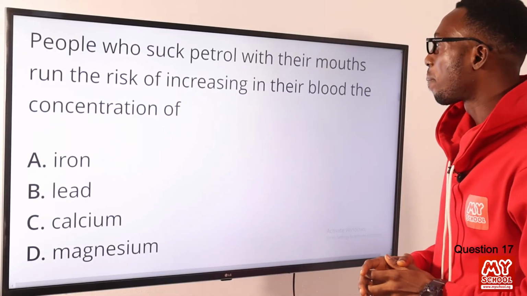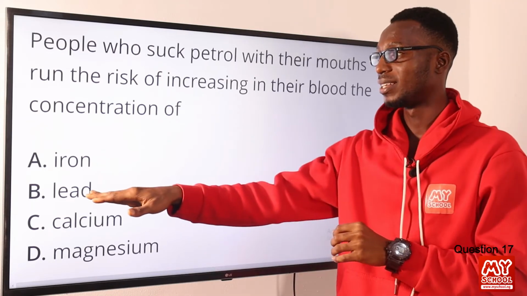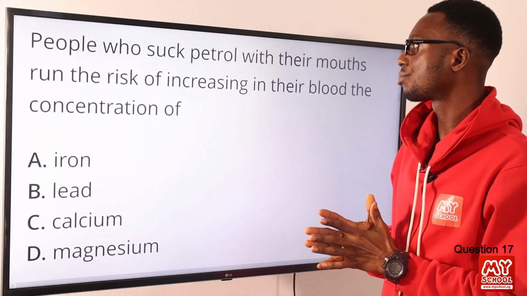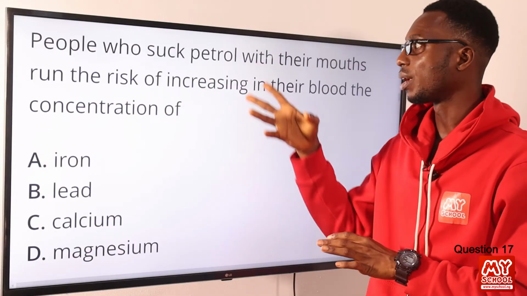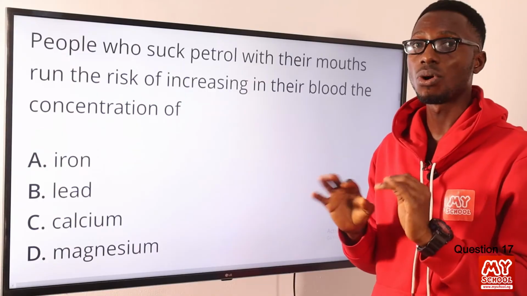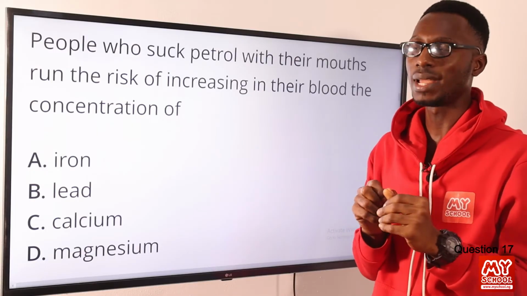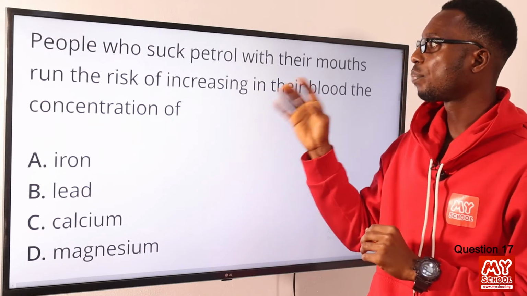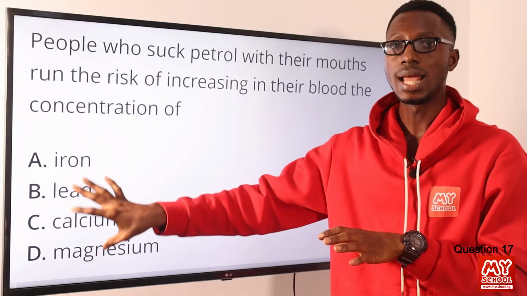Question 17: people who suck petrol with their mouth run the risk of increasing in their blood the concentration of lead. The exposure to lead has become higher due to its mixture with petrol. The reason why lead is included in petrol, or gasoline, is to provide octane. There's something we call the octane number, and the main purpose is to prevent pinging or knocking of the engine, as well as wastage of fuel. So people who suck petrol are increasing the concentration of lead in their blood.